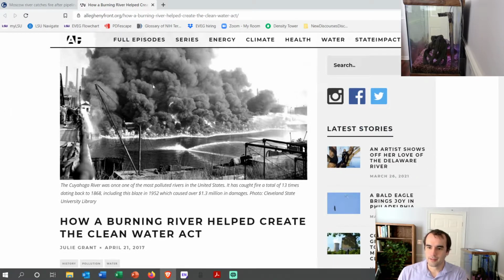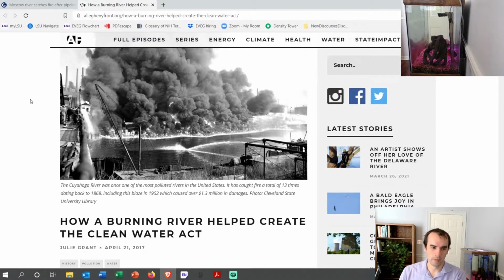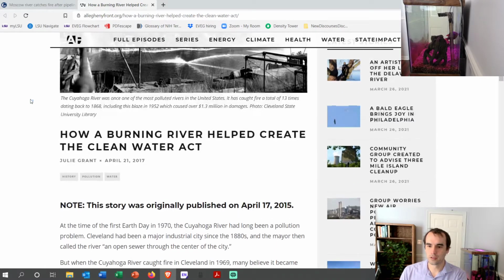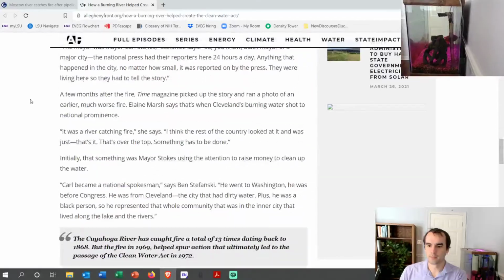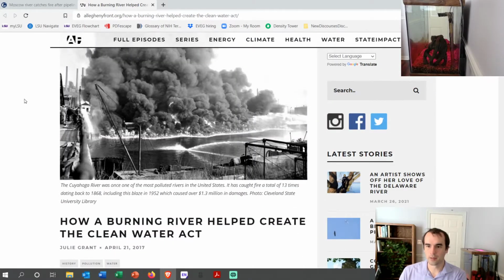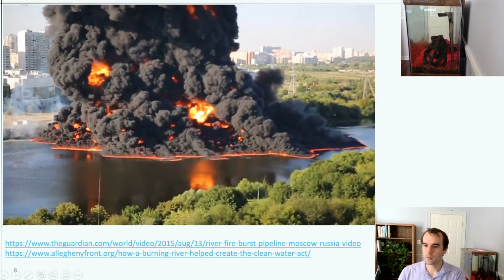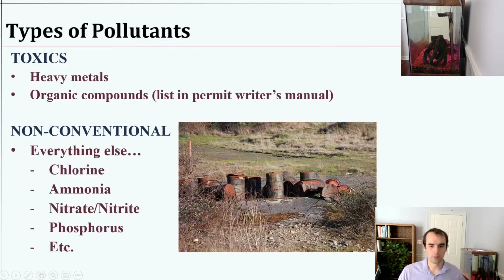This kind of documents how the Cuyahoga River fire helped instigate the U.S. EPA and the Clean Water Act. So take a look there if you wish, and I'm going to provide a quote from there in a little bit. So clearly, we don't want rivers on fire, and that would fall under that conventional class of pollutants.